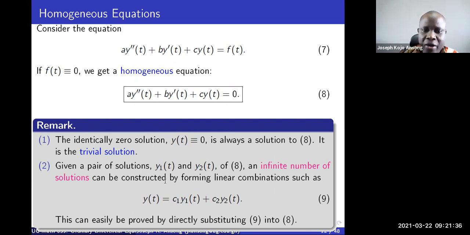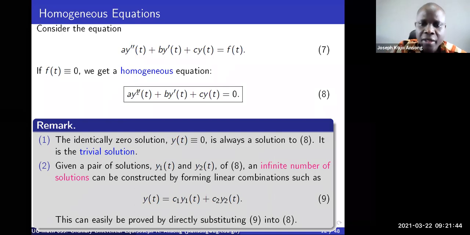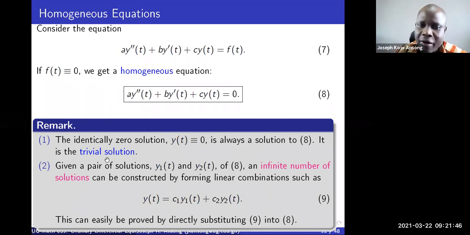Also, if you are given a pair of solutions, y1 and y2, for a second order equation, you expect to have two solutions because it's second order. You can always form an infinite number of solutions by constructing these linear combinations. C1 and C2 here are constants. So if I form a linear combination, this is easy.